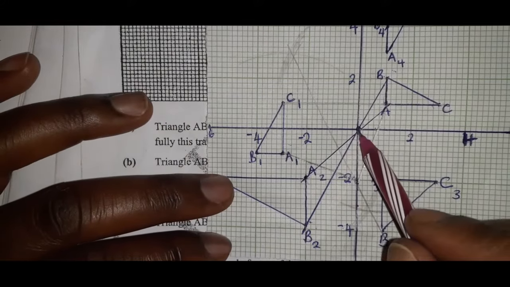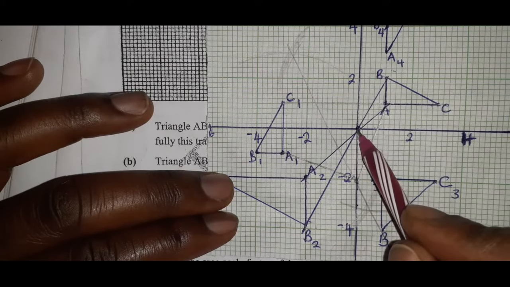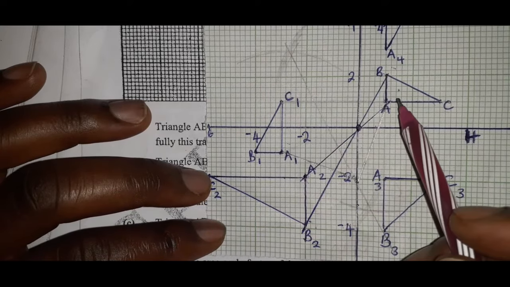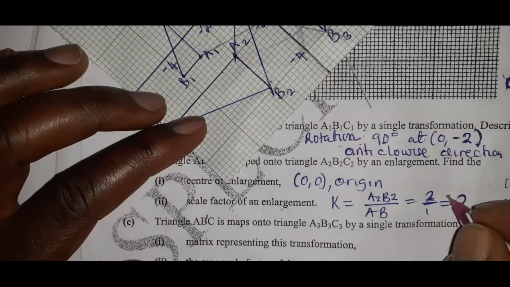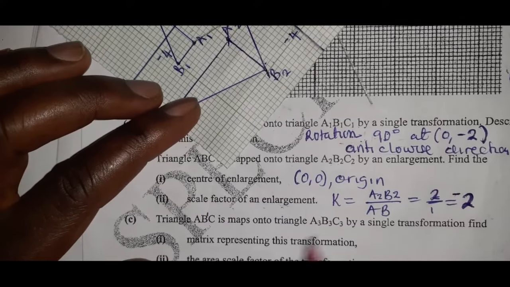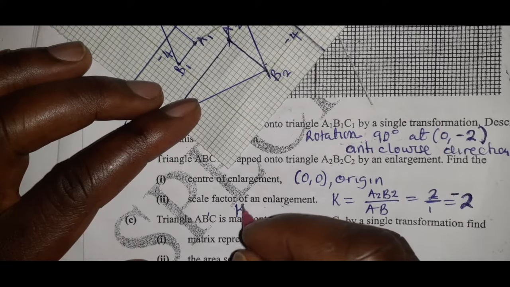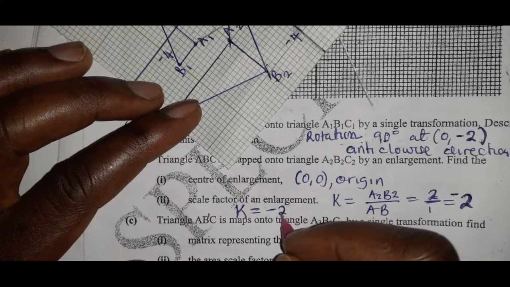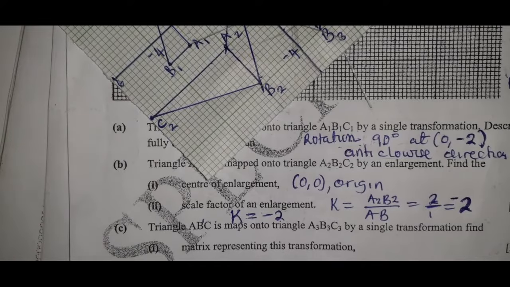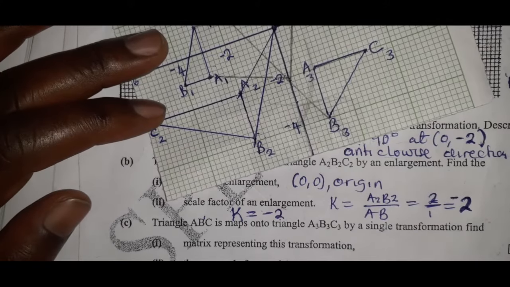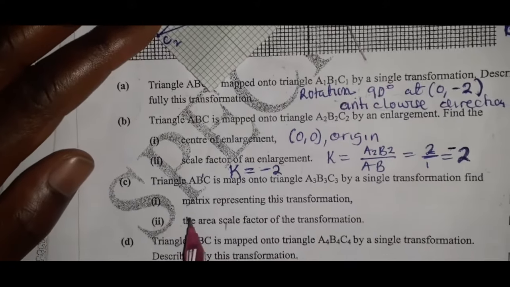But because the center of enlargement is in between the object and the image, then this must automatically be a negative. So the scale factor of enlargement here is -2. It's -2. Are we together? It's -2. It's very important there. And we have C.